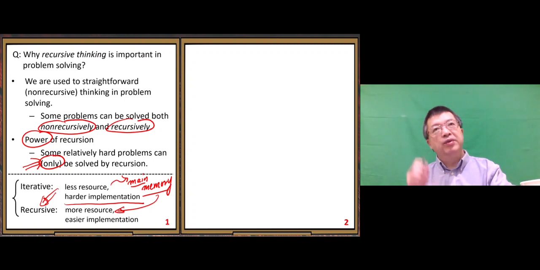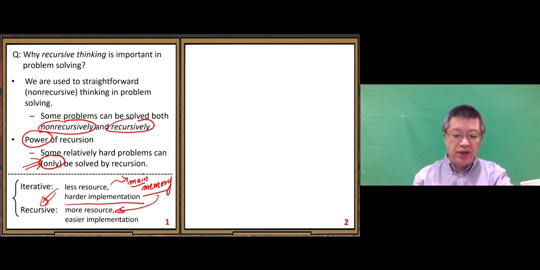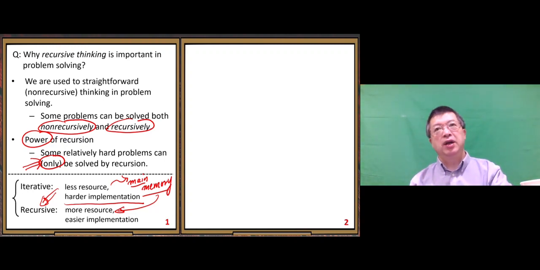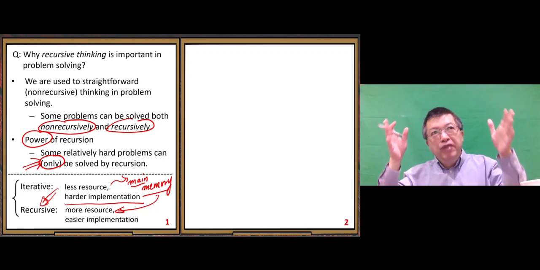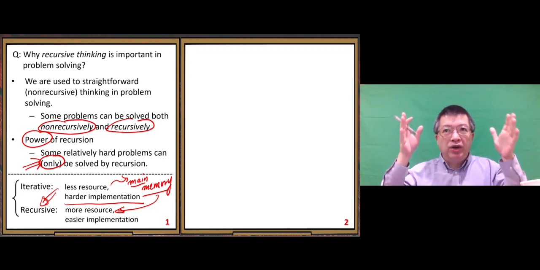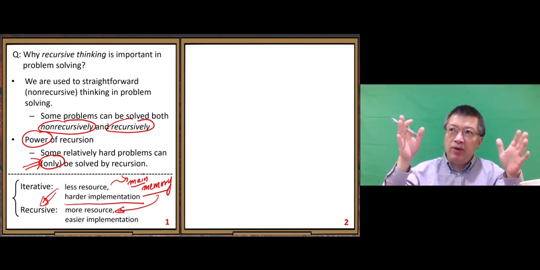If you want to do it the recursive way, in general, you need to use more memory resource. I will explain why more memory resource, but easier implementation. Here, let me briefly explain why the recursive way uses more memory resource.